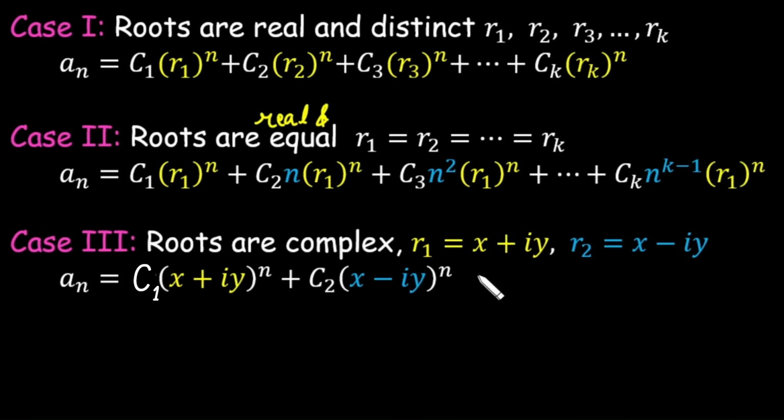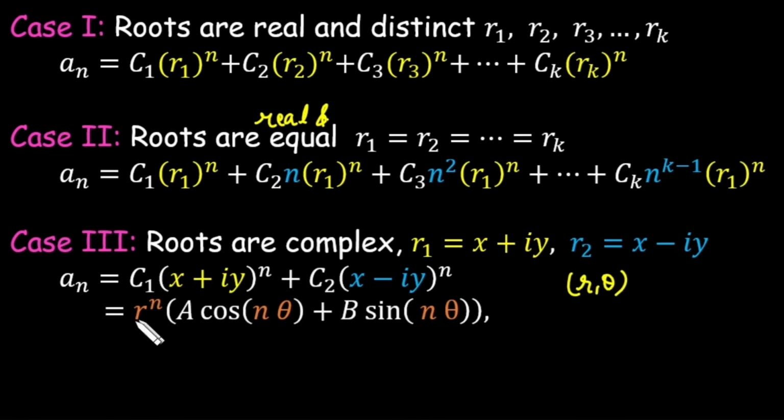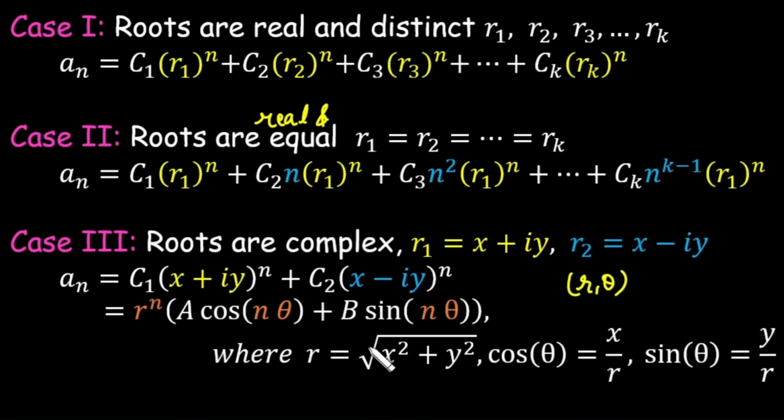After that, we will convert this into the r theta form because we need to eliminate iota. So for that we can write this as r raised to power n, constant times of cos n theta plus some new constant times of sin n theta. Now what is r in this case? R is basically the distance from the origin. That is, r is equal to under root x square plus y square, where cos theta is equal to x by r, sin theta is equal to y by r.